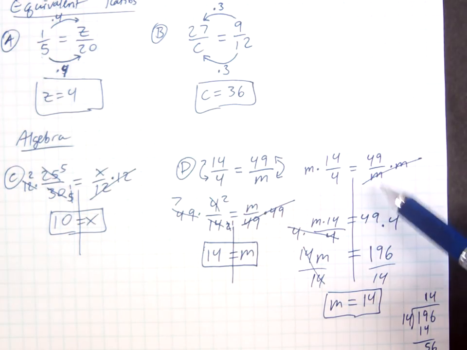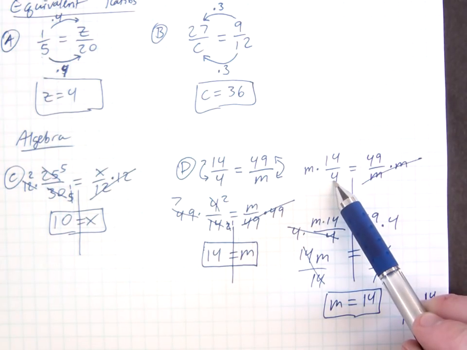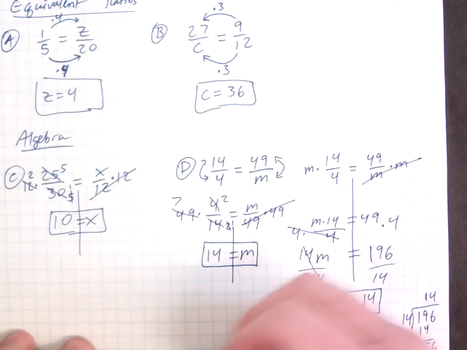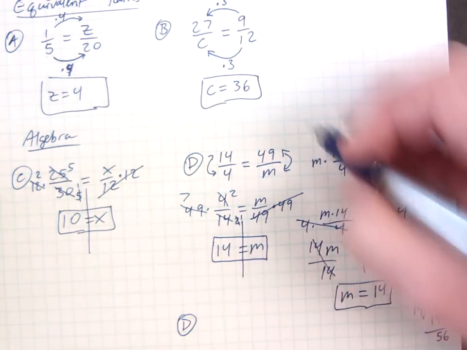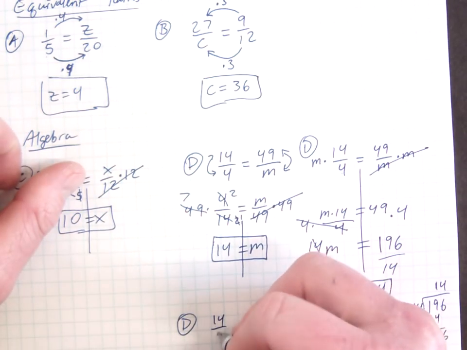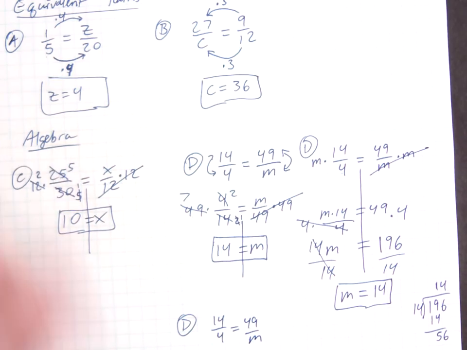We multiplied both sides by this denominator, and then we multiplied both sides by this denominator, and we ended up with no fractions remaining. There was no ratio anymore. So that's going to lead us to the third way to solve this problem. I'm still going to do a third way of the same problem. 14 over 4 is equal to 49 over M. This way is called the cross product.